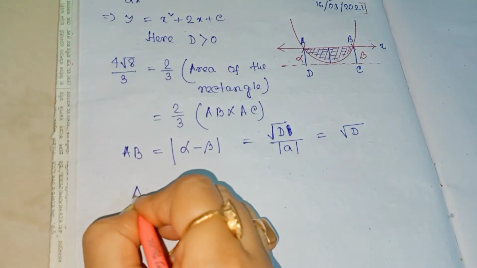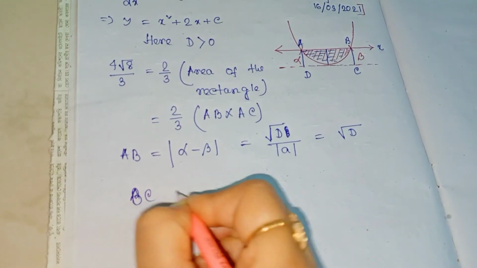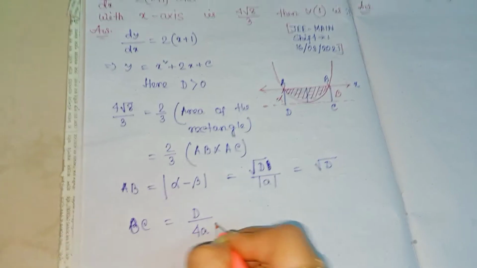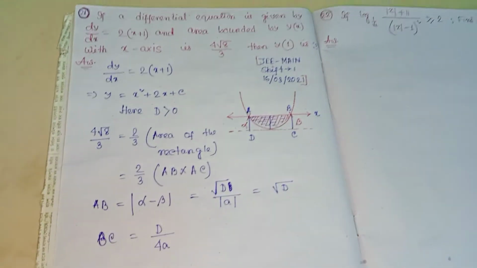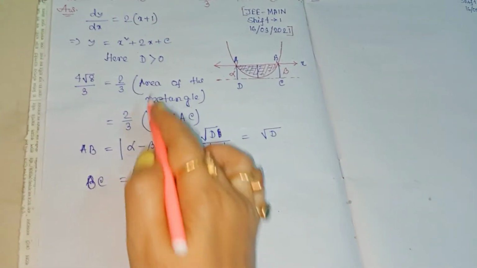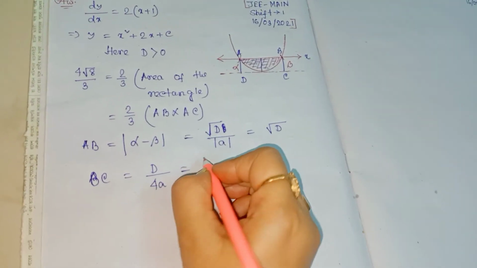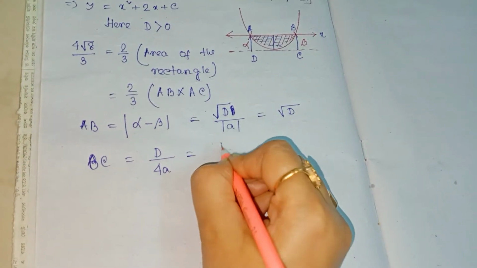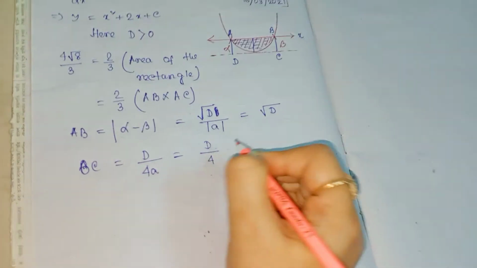Now BC is equal to what? BC is equal to D by 4A. So 4A is equal to 1. Here we get A is equal to 1. So now from the equation we know A is equal to 1. So this is equal to D by 4.